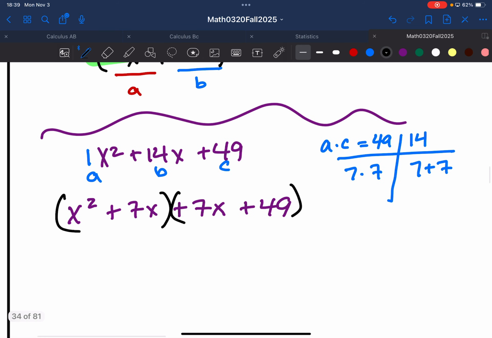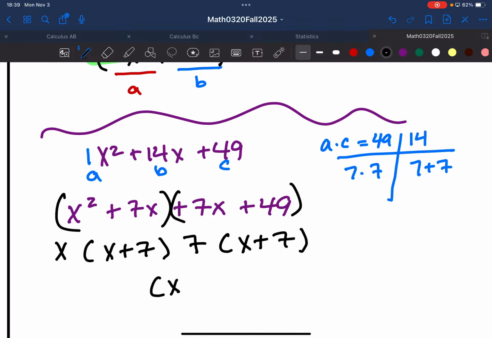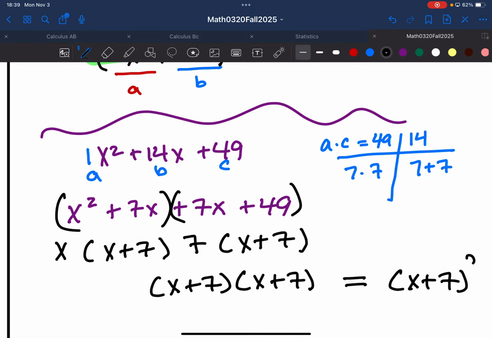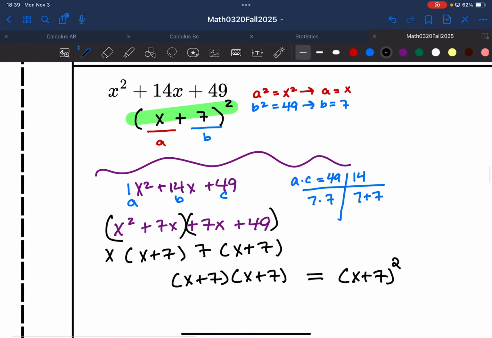What's the GCF of the first one? The first one is x, so we're left with x plus 7. And what's the GCF of the next one? 7, and we're left with x plus 7, which means we have x plus 7 times x plus 7, which is the same thing as saying x plus 7 squared. And that's what we got originally. Oh my God, it's the same. They're all connected. Everything's connected.